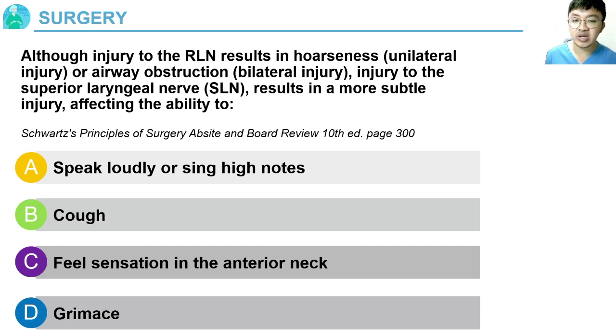Your cricothyroid muscle acts as a tensor, so when the vocal cords are tensed, the frequency increases. So if you can't tense the vocal cords, you can't increase the frequency, and the patient can't speak loudly or sing high notes. The correct answer is letter A.